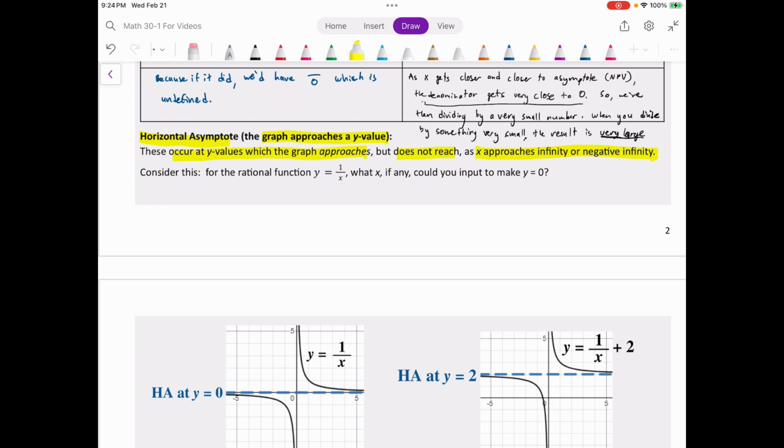Okay, so for what value of x could we input to make y equal 0 here? None, nothing. There's no value of x that could actually make y equal 0 here. No matter how large x is, y will never actually be 0. Right? Again, if x equals 1 billion, then y is 1 over 1 billion for this one.